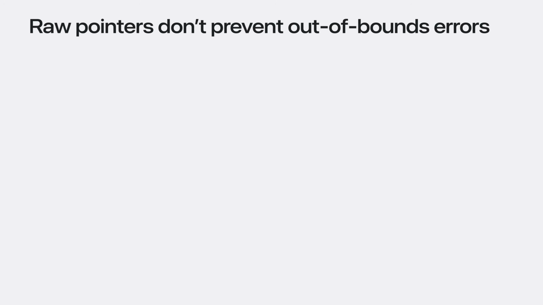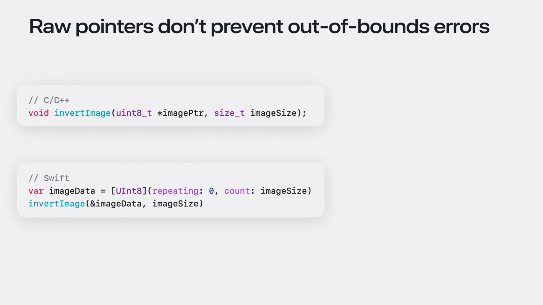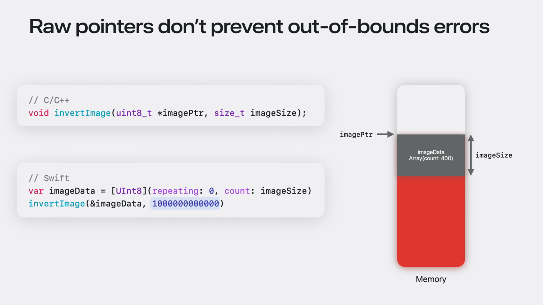As I mentioned, raw pointers are missing bounds information, so there's no way to verify whether they access within bounds. If I don't use them carefully, they can cause out-of-bounds memory errors. Here's an example. The invert image function is called from Swift. The function takes an image pointer, which is a raw pointer to the image, and the size as separate parameters. But since image pointer is just a raw pointer, there's nothing stopping me from accidentally passing a size that's too large. If I do, the function will read and write past the bounds of the buffer.